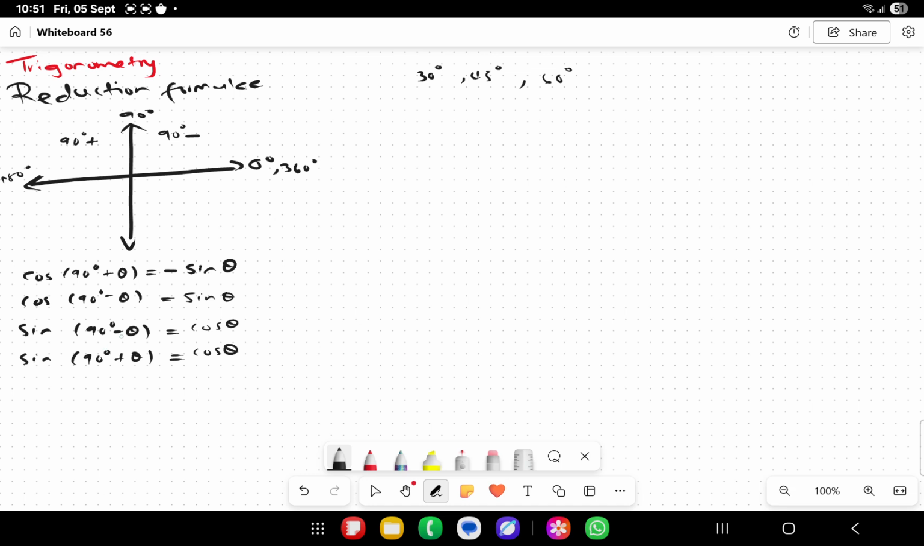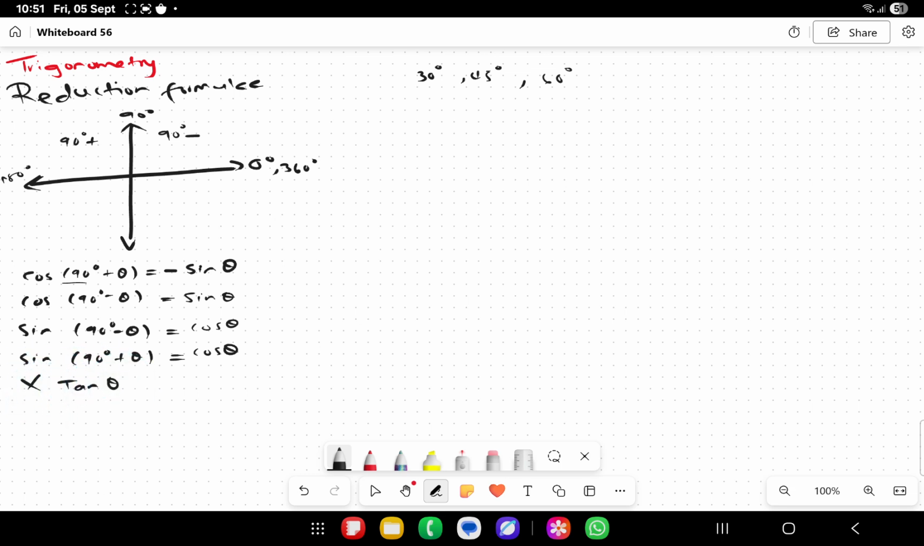So what you need to know and see is that with the 90, the only negative one will be cos 90 plus, which will be negative sine theta. Then the rest of the 90 plus and minuses will be positive. Then, as I said, we don't use tan when we come to 90.